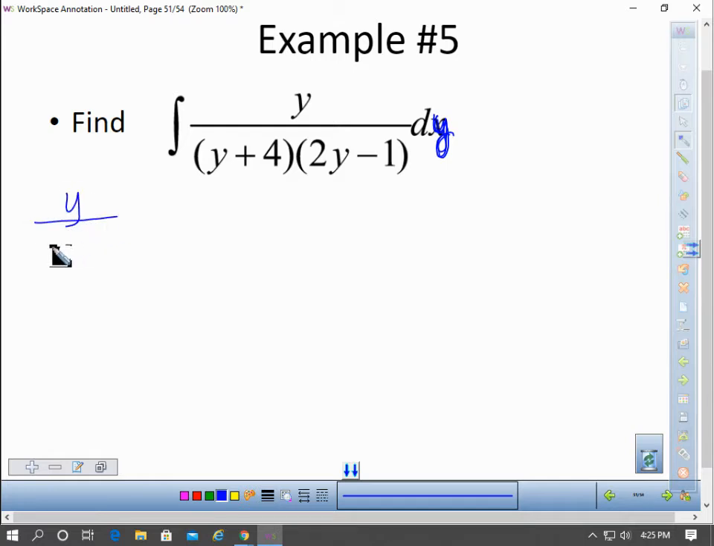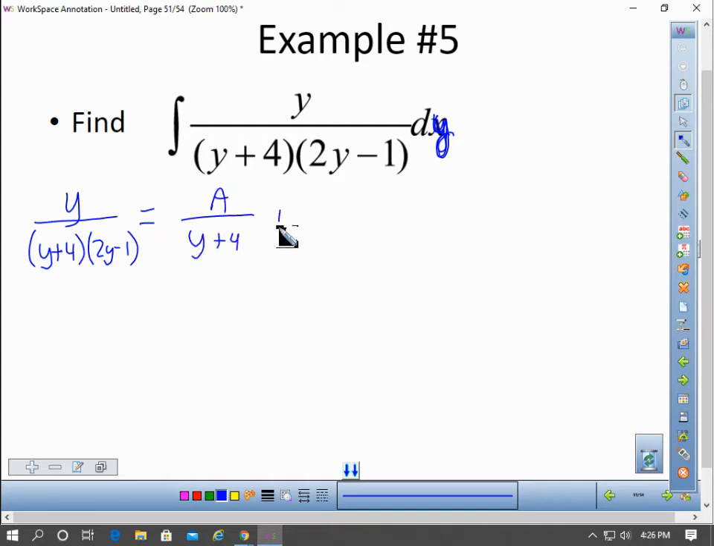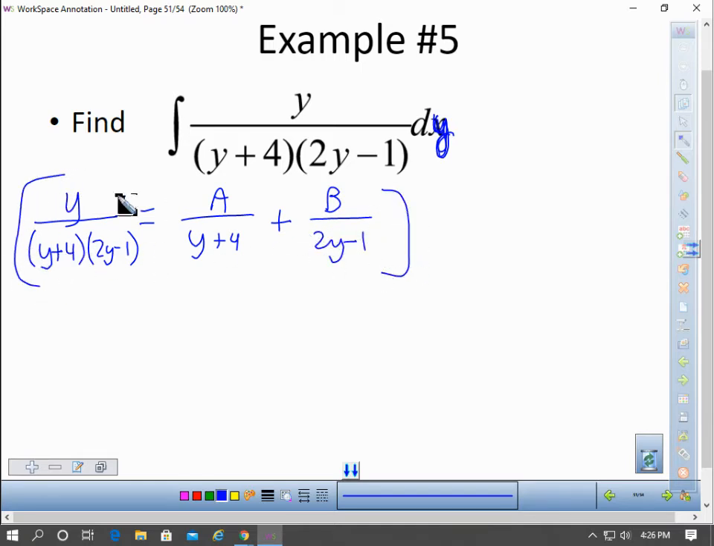So our problem is this: y plus 4, 2y minus 1. We are going to write this as a over one of the linear factors plus b over the other linear factor. And then remember, you're multiplying this by the common denominator, y plus 4 and 2y minus 1. So you're multiplying that across the whole thing.